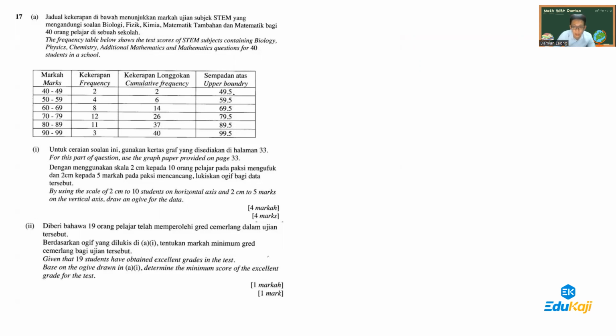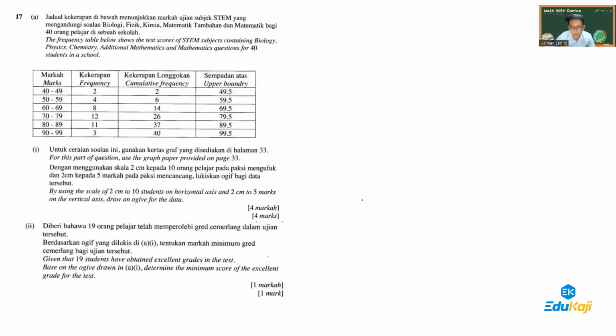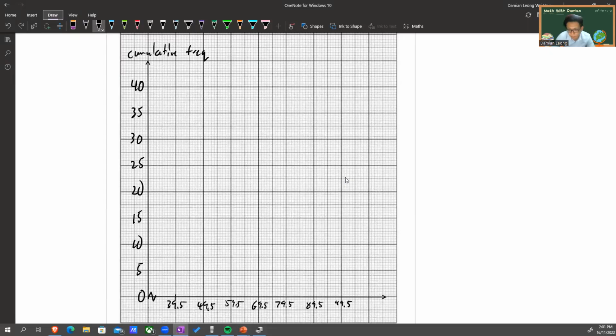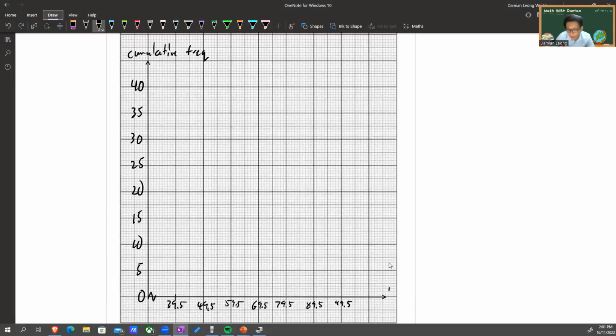So I start from 39.5, then 49.5, 59.5, 69.5, 79.5, 89.5, 99.5, up to the highest one. That's your marks. Then we plot the points.